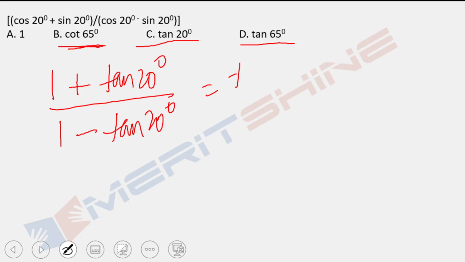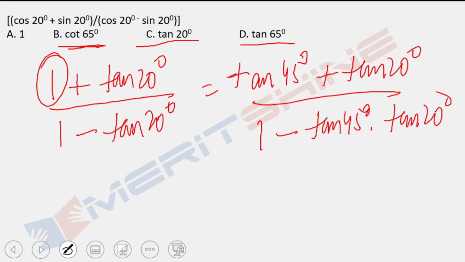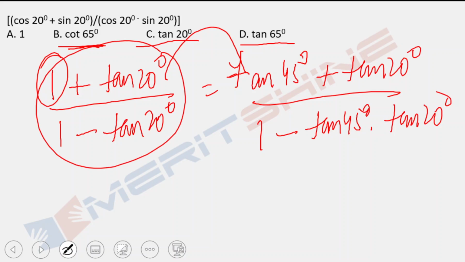So this can be written as, 1 is what? Tan 45 degree. So can I write tan 45 degree here and here tan 20 degree? And can I write 1 minus tan 45 degree into tan 20 degree? I can write that, right? I am representing this in this form so that I can use the formula. What is the formula? Tan A plus B.